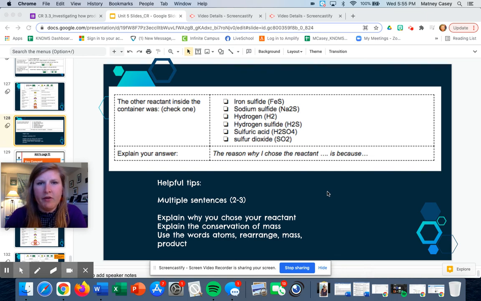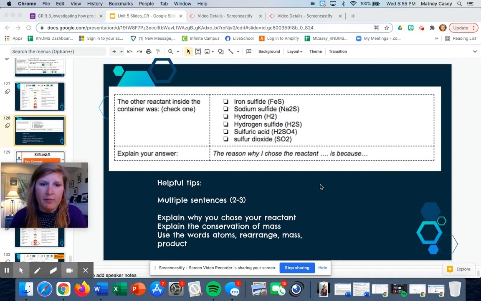All right, let's go over a few options that could be the reactant that you're trying to figure out. One thing I do want you to look at is the helpful tips on this page. If they help you to make sure you've met all these criteria for your explanation in the section before this, then go back and fix that real quick.